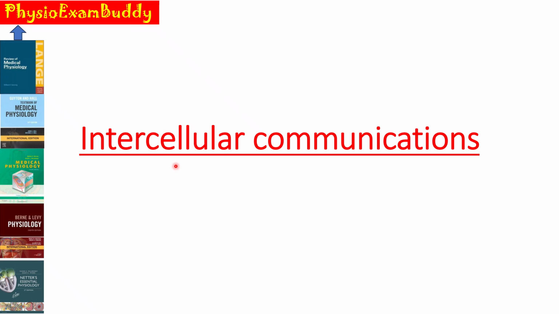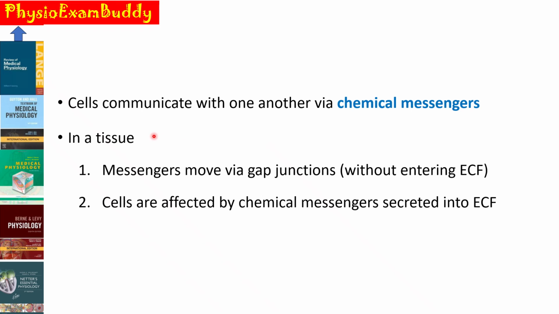This video is on intercellular communications. Please don't confuse intercellular connections with communications. Intercellular communications means the communications happening between the cells. That is, the cells mainly communicate with one another via chemical messengers. These chemical messengers help in the communication between the cells in a tissue.